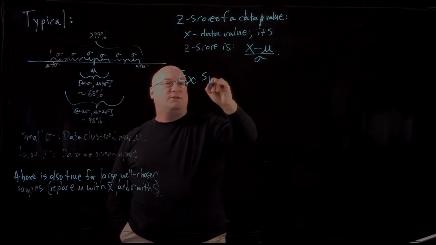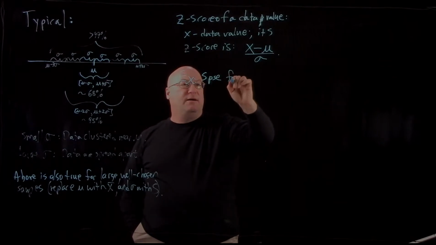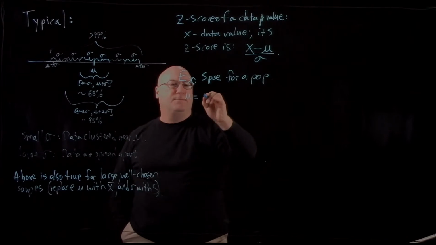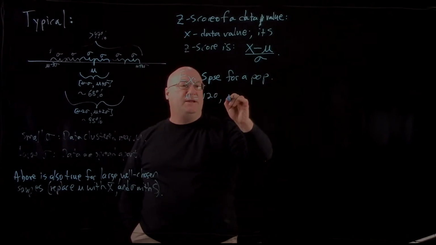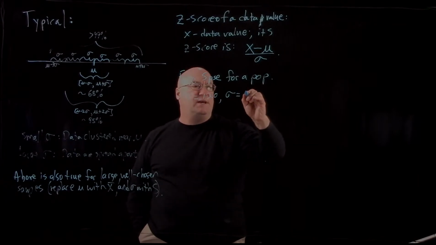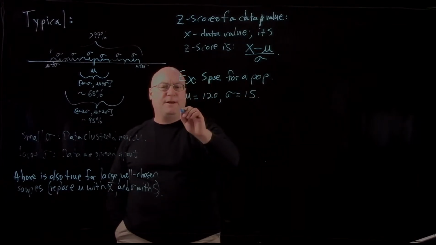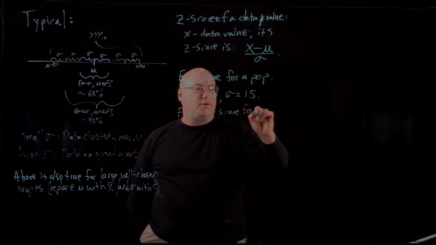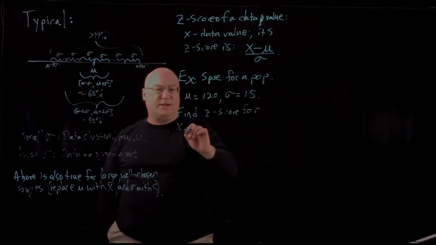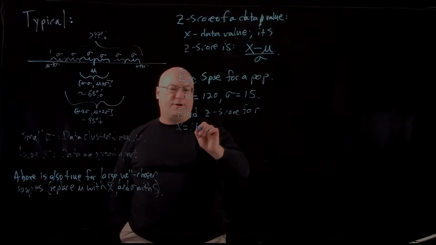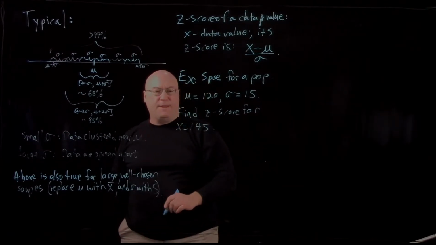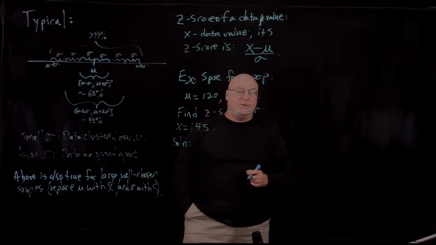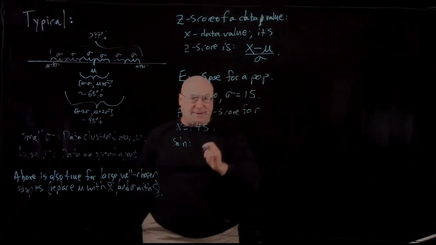Example. Suppose for a population, mu is 120 and sigma is 15. Let's find the z-score for the data value x equal 145. The answer is, why don't you pause me and see if you can compute it. It's just sticking everything in that formula, seeing what you come up with. All right, I shall do it.